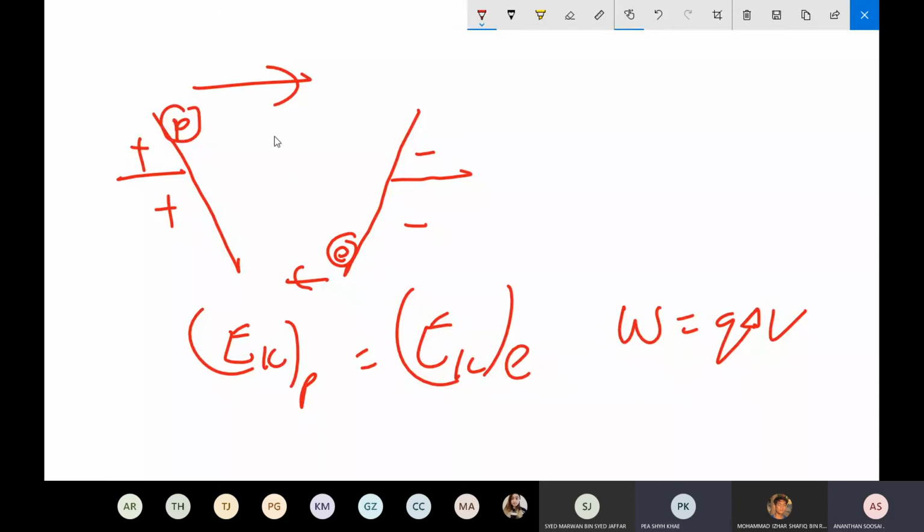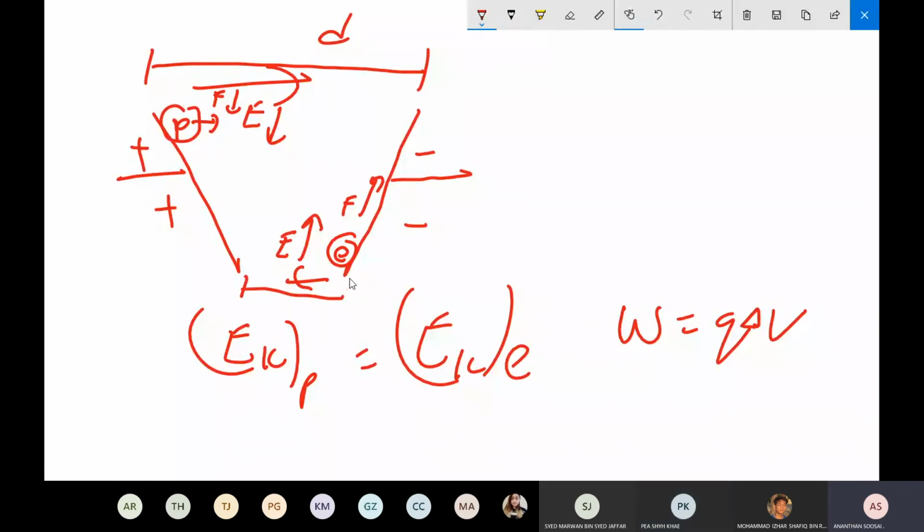Yeah, the electric field strength on top is weaker. The electric field strength faced by the electron is higher. So the force experienced by the proton is going to be weaker, and the force experienced by the electron is going to be stronger. But the distance traveled by the proton is larger, and the distance traveled by the electron is shorter.